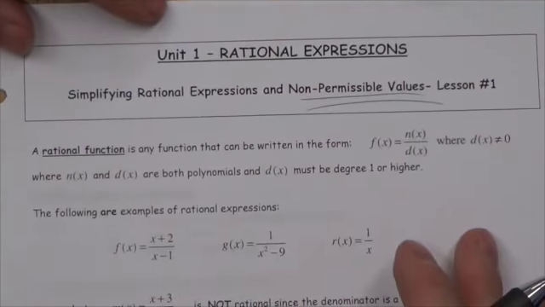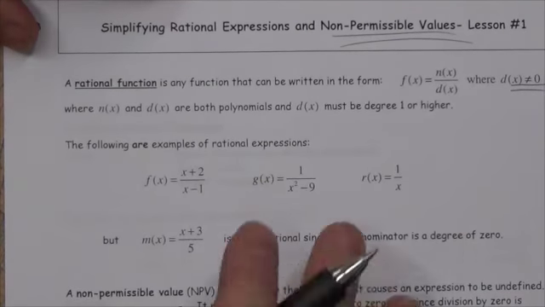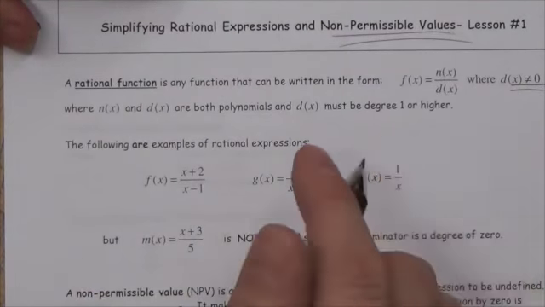It says right here, a rational function is any function which can be written in the form f of x is equal to n of x over d of x. Notice we've got two functions here, numerator and denominator. That's why we've chosen n and d, where d of x can't go to 0. That's a key point, one that we're going to come back to repeatedly throughout this chapter.